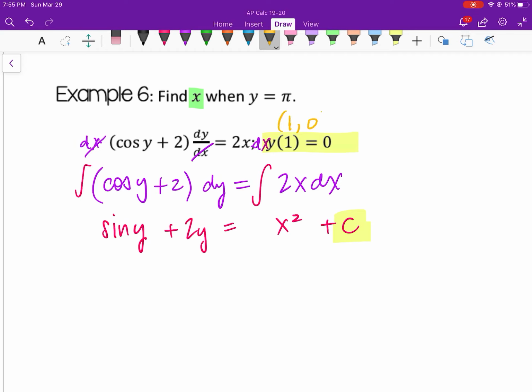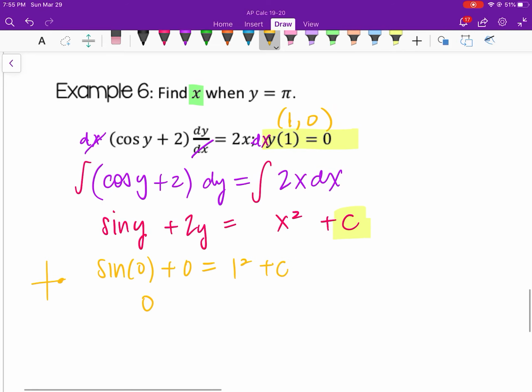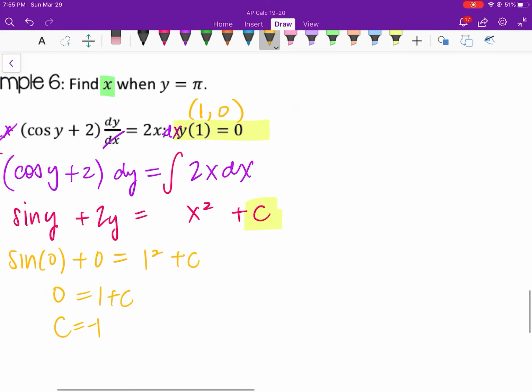So we have the point (1, 0). So we have the sine of 0 plus 2 times 0 equaling 1 squared plus our constant. Well, the sine of 0, let's see, we're over here, that's a y-coordinate, so it is going to be 0, plus 0 is 0, equals 1 plus c, so c is negative 1. So then we know that the sine of y plus 2y equals x squared minus 1.